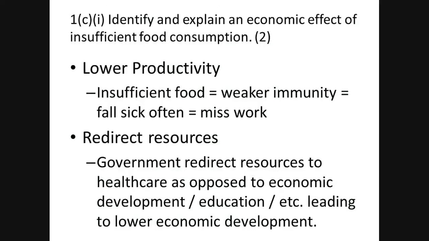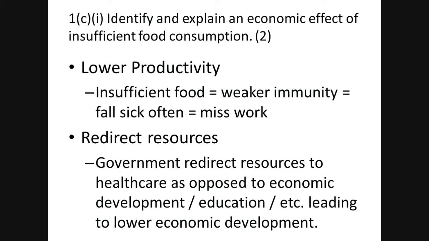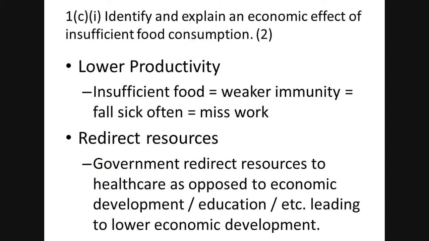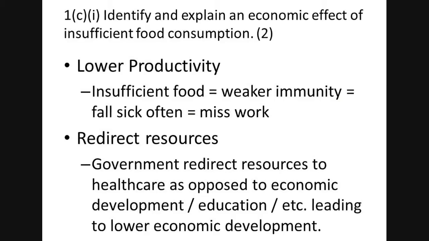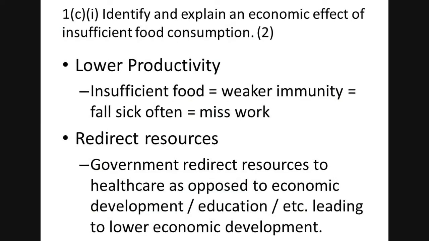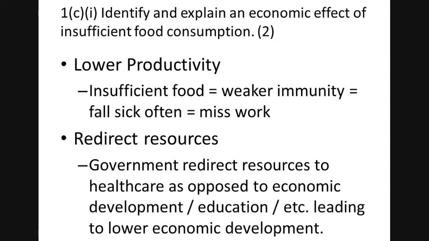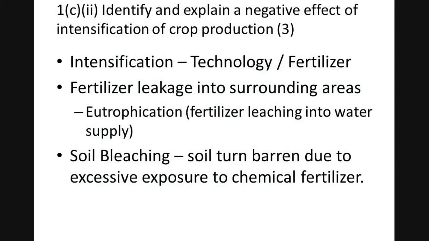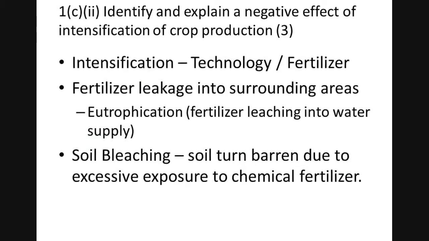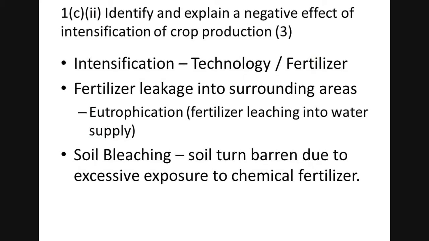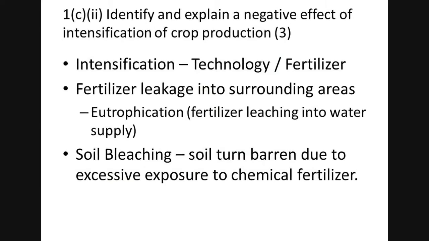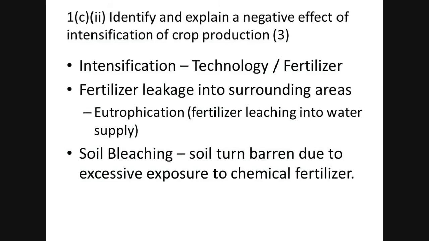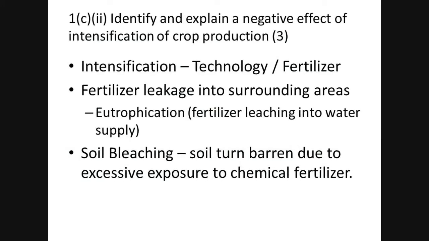For part 1, the economic effect, you can talk about it being lower productivity when you explain what lower productivity actually means, or you can talk about redirecting resources due to insufficient food consumption and how by redirecting resources away into healthcare from other locations, government lower your economic development. Now for this one, intensification normally means the inclusion of two main things, technology and chemical fertilizers. So talk about how these can actually hurt the environment that you're in, either through eutrophication or through soil bleaching.